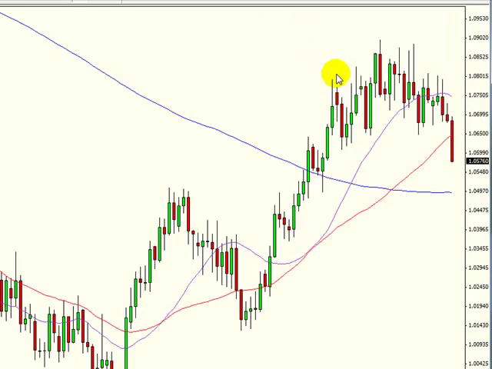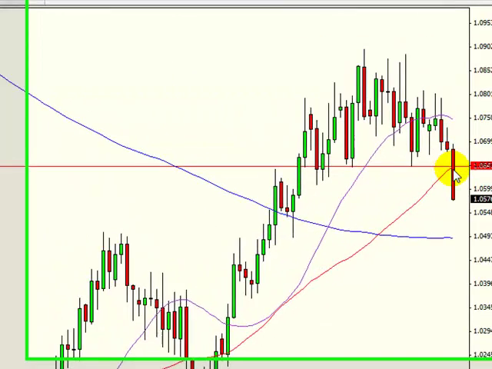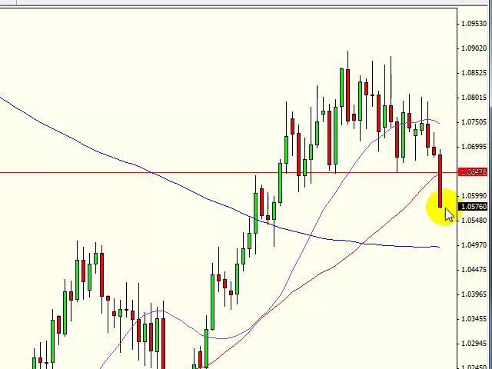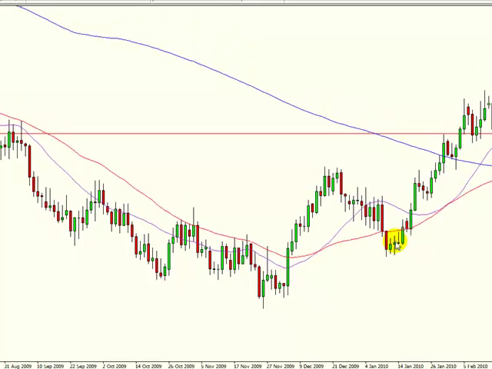US Swiss franc daily chart. We have a wide breakout bar. You can see we broke out of the channel with a very large amount of strength, so I would look for selling to continue in this pair. It really broke out strongly.